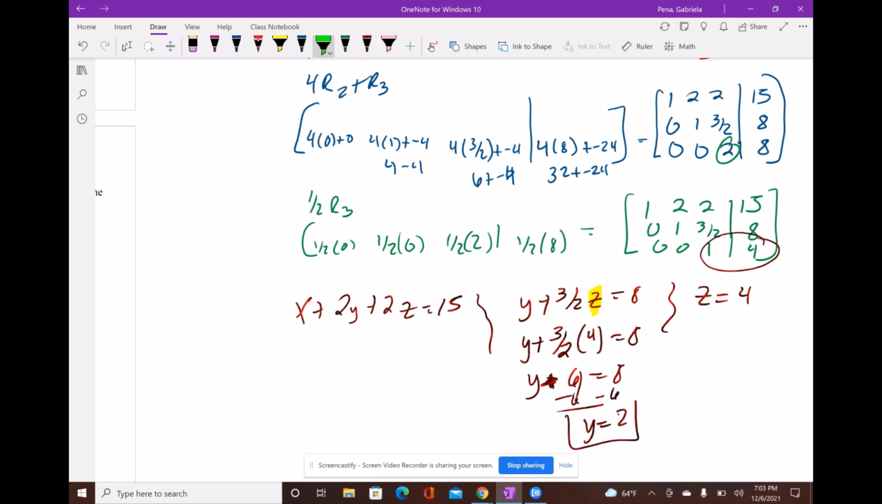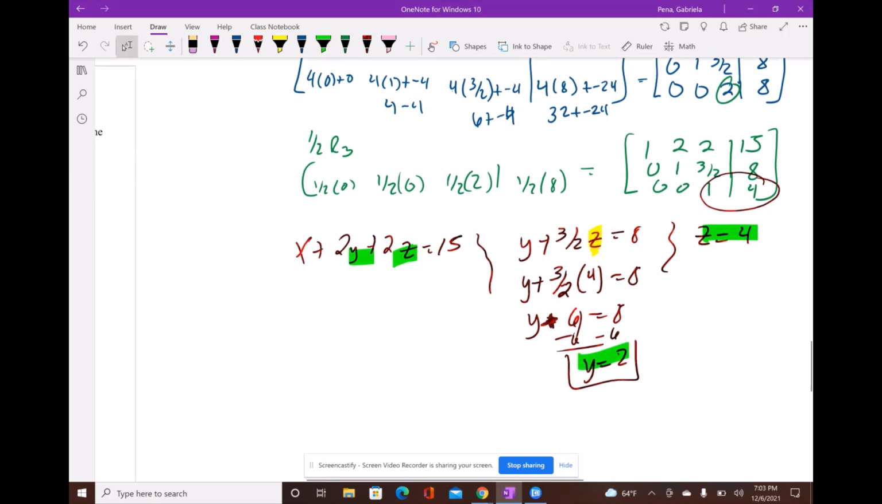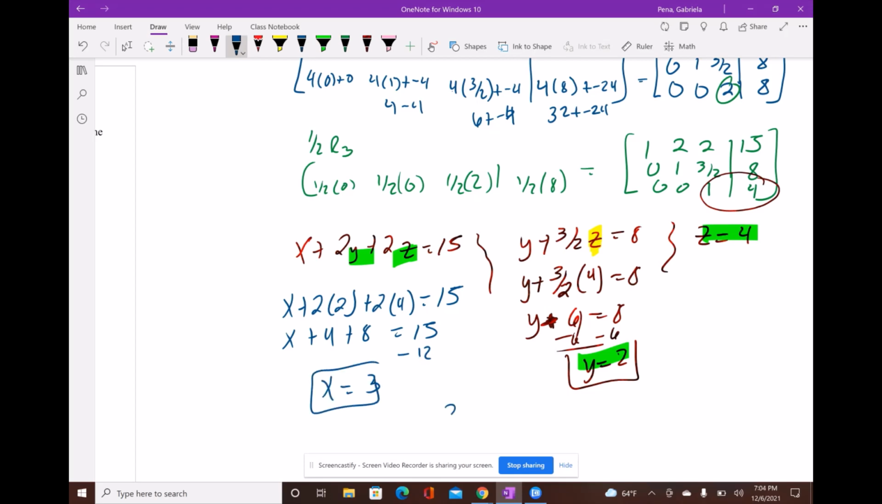And we take these two and we plug them in there to solve for x. X plus 2 times 2 plus 2 times 4 equals 15. 4 plus 8. What's 4 plus 8? 12. We subtract 12. X equals 3. So there were 3 poles, 2 bears, and 4 deers.